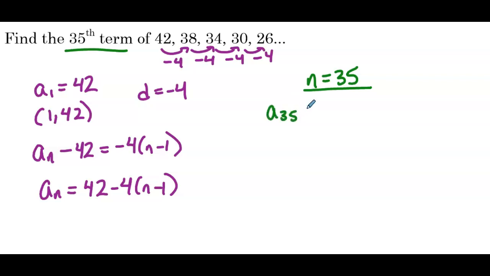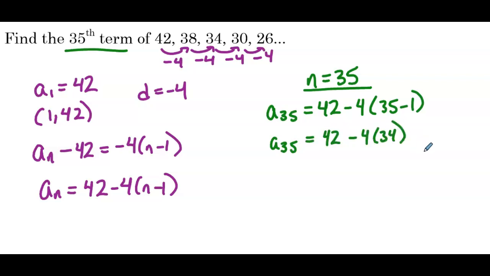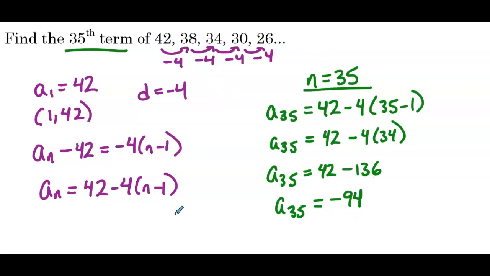So a sub 35 equals 42 minus 4 times (35 minus 1). So a sub 35 is 42 minus 4 times 34. So a sub 35 is 42 minus 136. So a sub 35 is equal to -94. So the 35th term of this particular arithmetic sequence is -94.